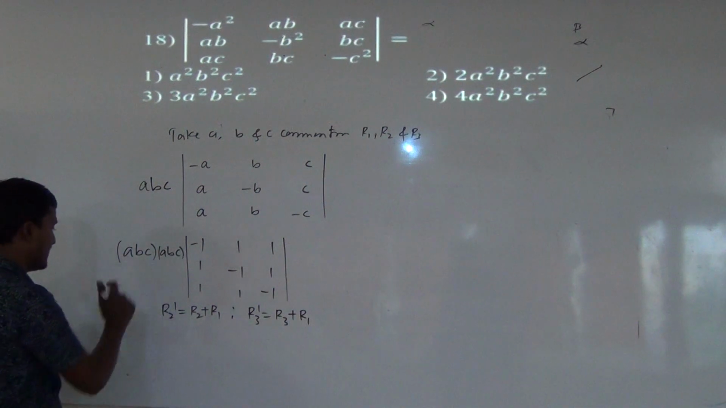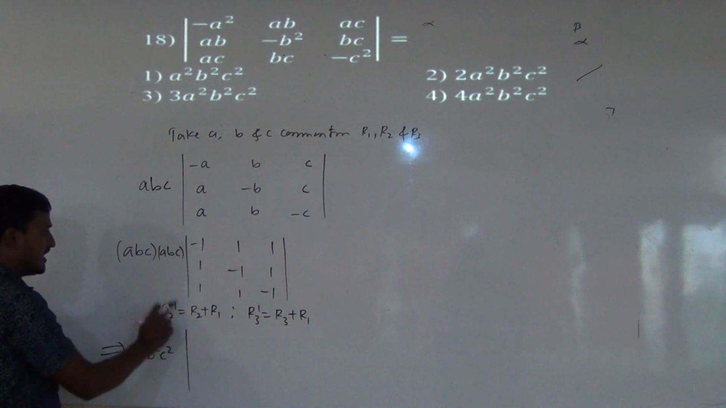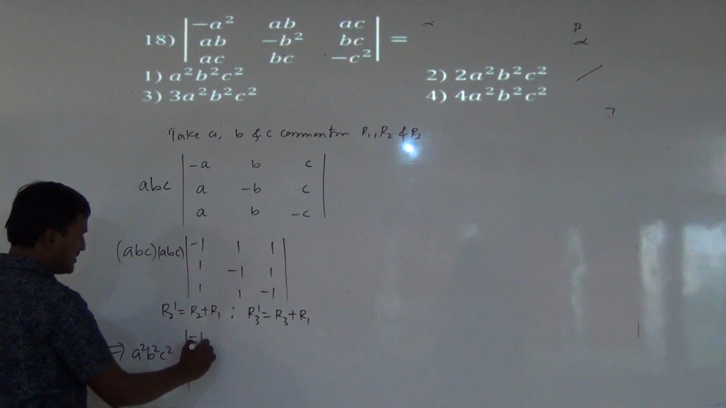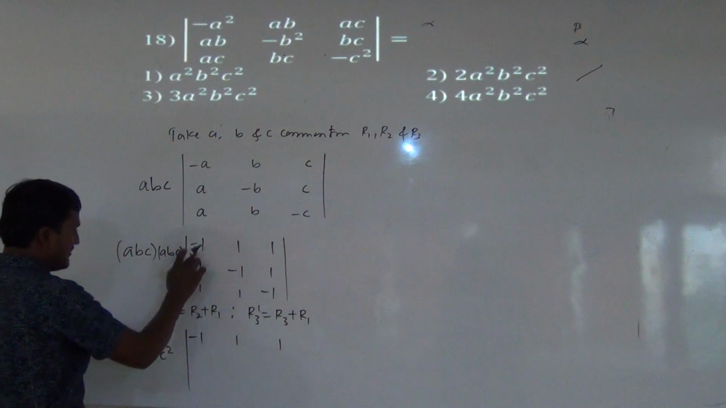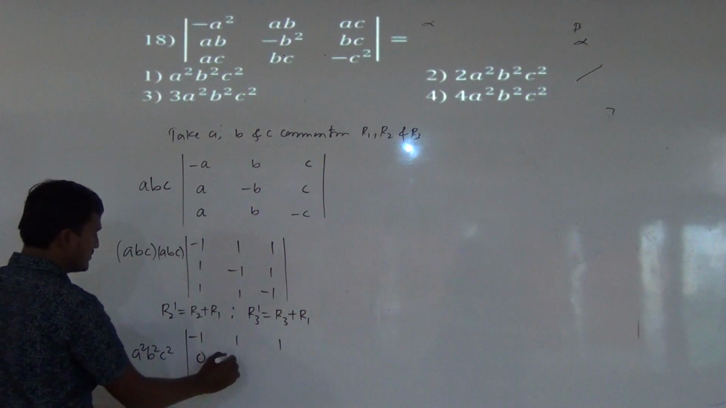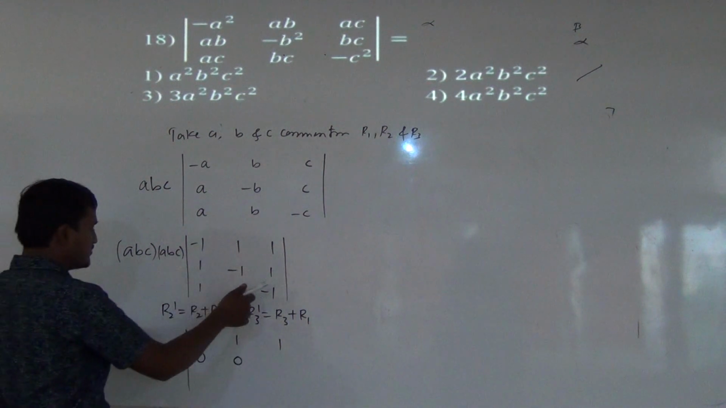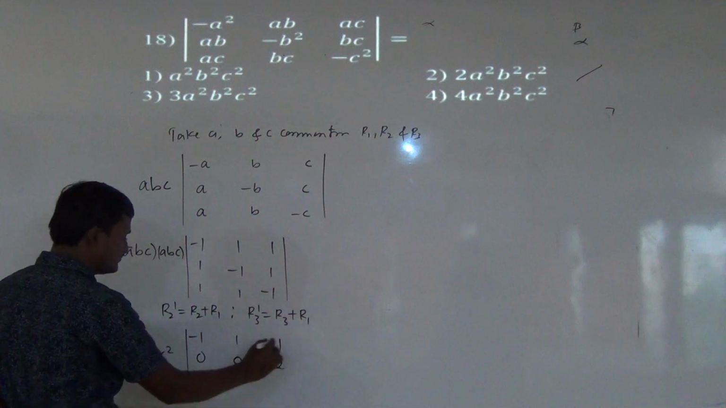After applying the operation, I have to write the first row as it is: minus 1, 1, 1. 1 minus 1 becomes 0. 1 minus 1 becomes 0. Minus 1 plus 1 becomes 0. Next here it is 1 plus 1 becomes 2. Is it right?